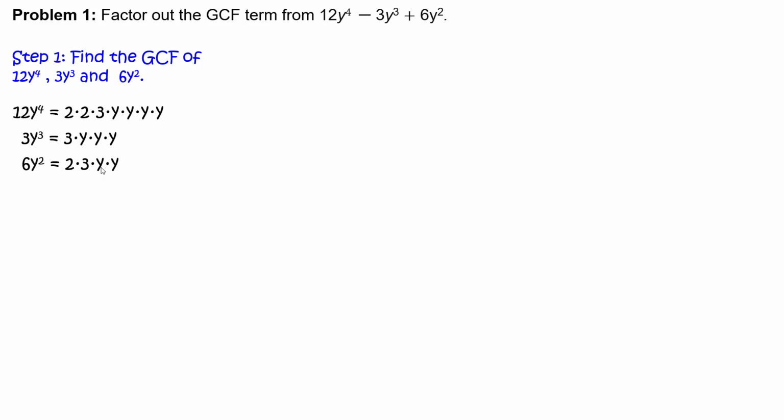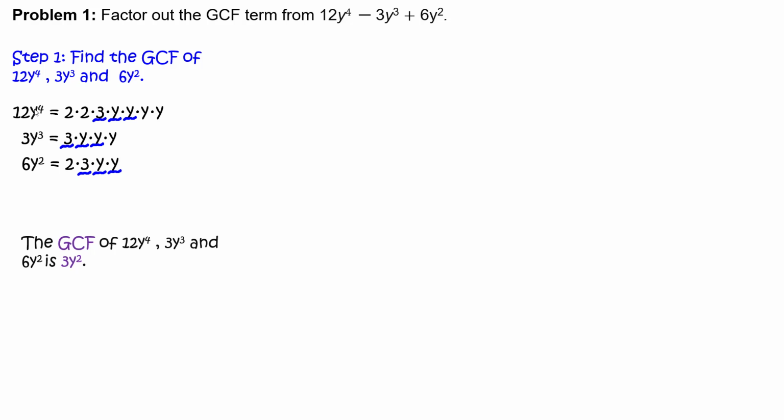Now I'm going to look for common factors. All three terms have a factor of 3 in common. All three terms have a factor of y in common. And all three terms have a factor of another y in common. 3 times y is 3y squared. So the greatest common factor is 3y squared. It's the greatest common factor of the coefficients and then the variable with the lowest power.